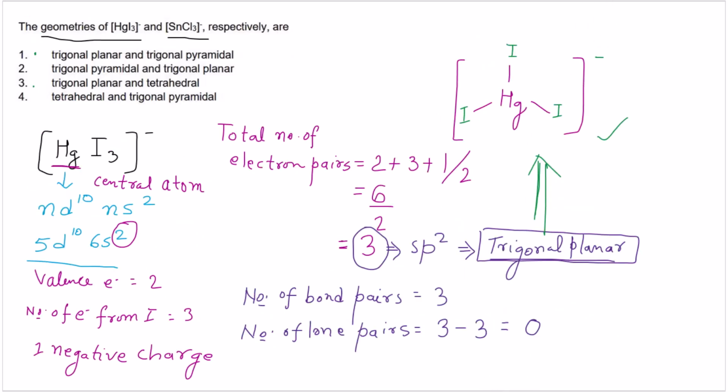Now let's go back to the question. We had earlier predicted option 1 or 3. In option 1, the second compound's shape is given as trigonal pyramidal, and in option 3 it is given as tetrahedral. We just saw that the shape is pyramidal for SnCl3 minus. So option 1 should be the correct answer for this question.